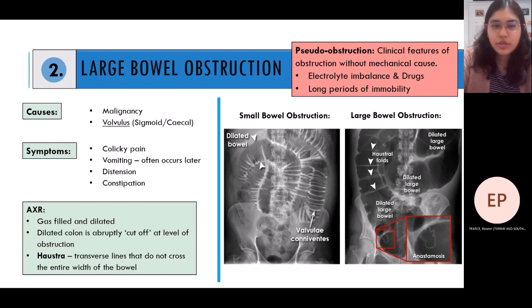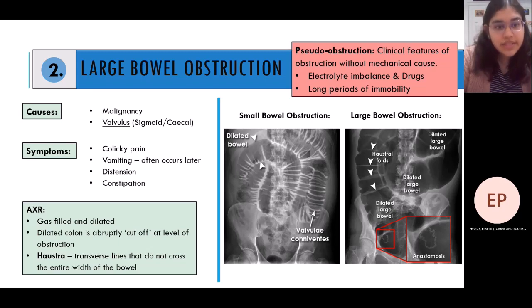So I was talking about pseudo-obstruction, which are the clinical features of obstruction without any mechanical cause, and long periods of immobility, electrolyte imbalances, and drugs are the key risk factors and causes of pseudo-obstruction. So large bowel obstruction has a lot of the same features as small bowel obstruction, but the most common cause is malignancy, especially in your older population.